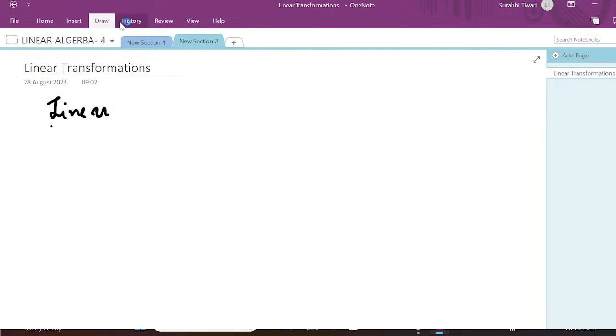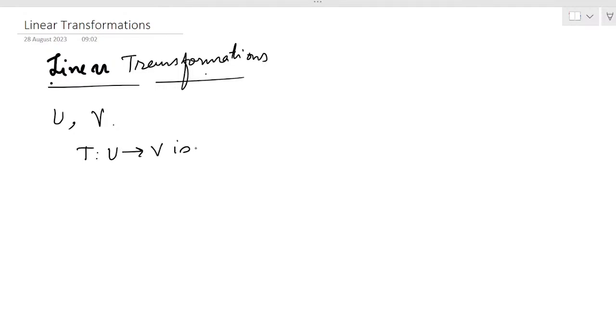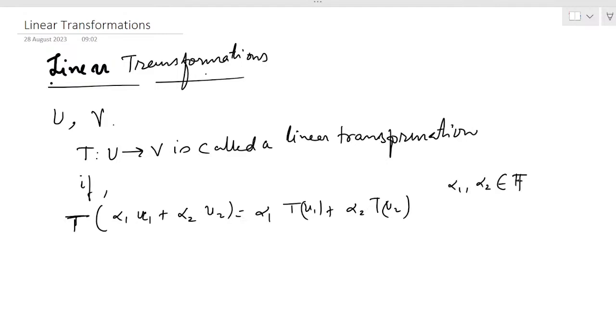If there is a vector space U and a vector space V, then the function T defined from U to V is called a linear transformation if it satisfies these two properties, which I'm combining here: T(alpha 1 u1 plus alpha 2 u2) equals alpha 1 T(u1) plus alpha 2 T(u2), where alpha 1 and alpha 2 belong to the field F over which your vector spaces are defined. Please remember, this is how you define a linear transformation.